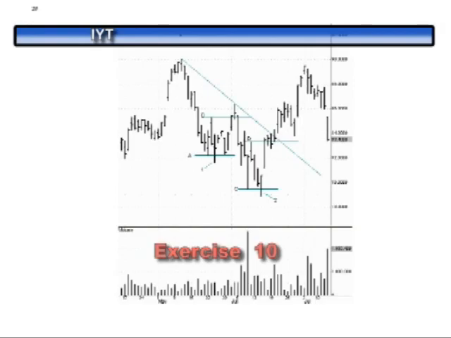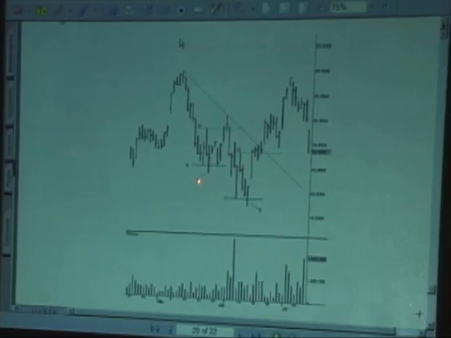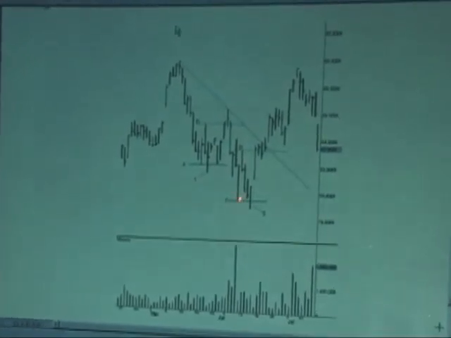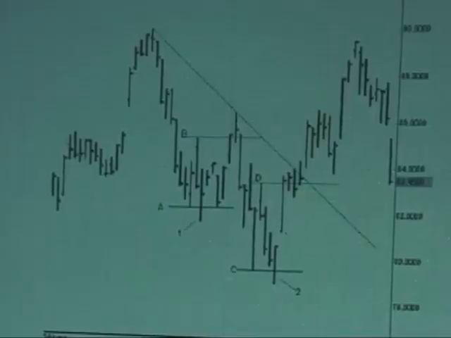This is IYT. I like this stock, or this ETF, or iShare. It's an interesting one to watch. It has a lot of good behavior on it. I've set up here two trading ranges, A and B with a little spring action at 1, and then C and D with a spring action at 2. Can anyone tell me why the spring at 2 produced more than the spring at 1?